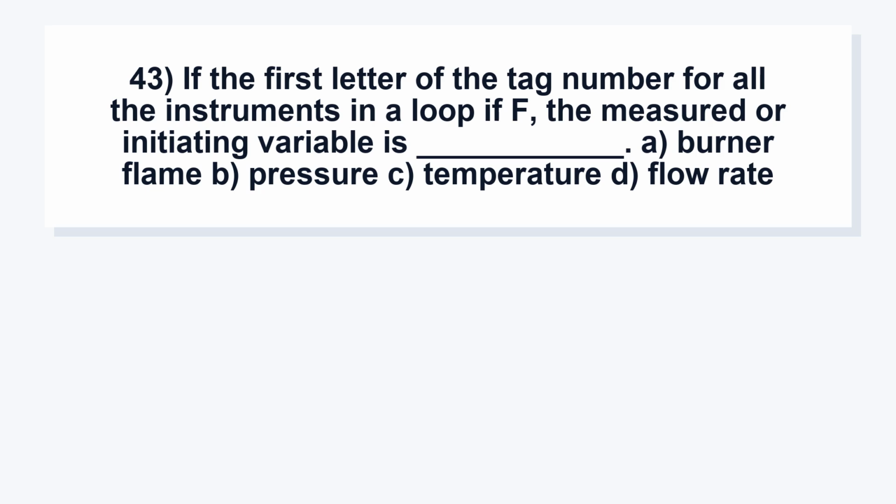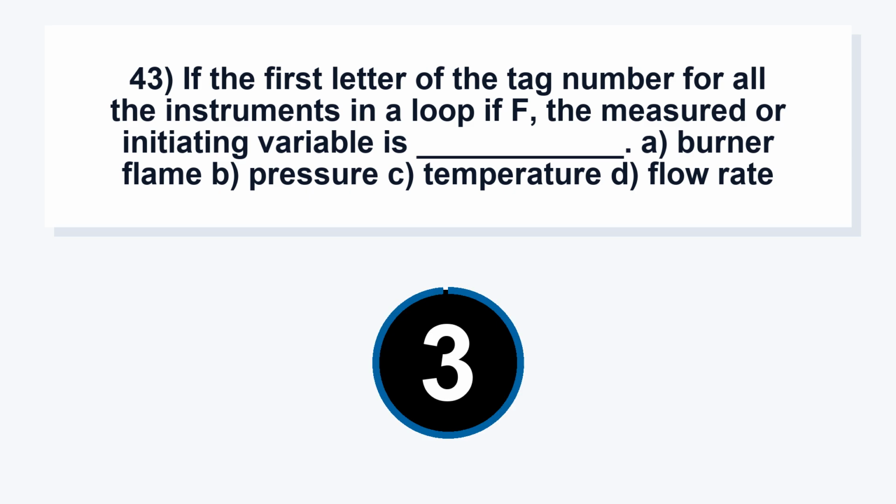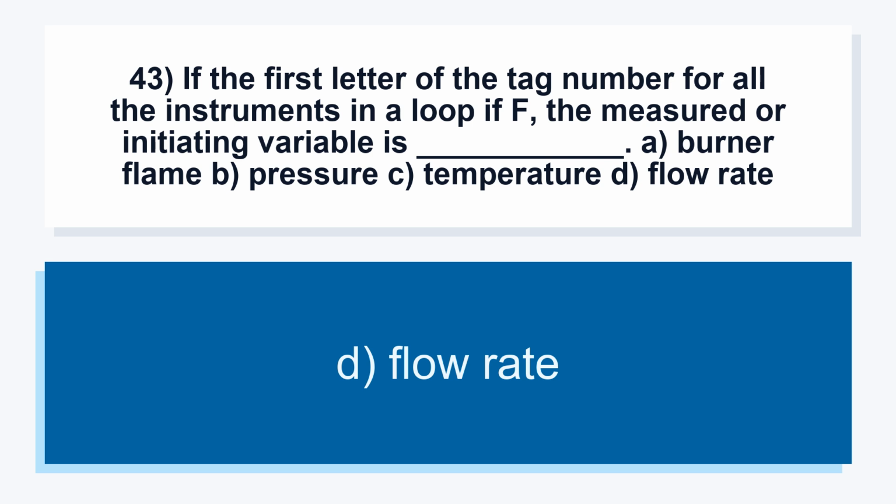43. If the first letter of the tag number for all the instruments in a loop is F, the measured or initiating variable is ____. A. Burner flame. B. Pressure. C. Temperature. D. Flow rate. D. Flow rate.